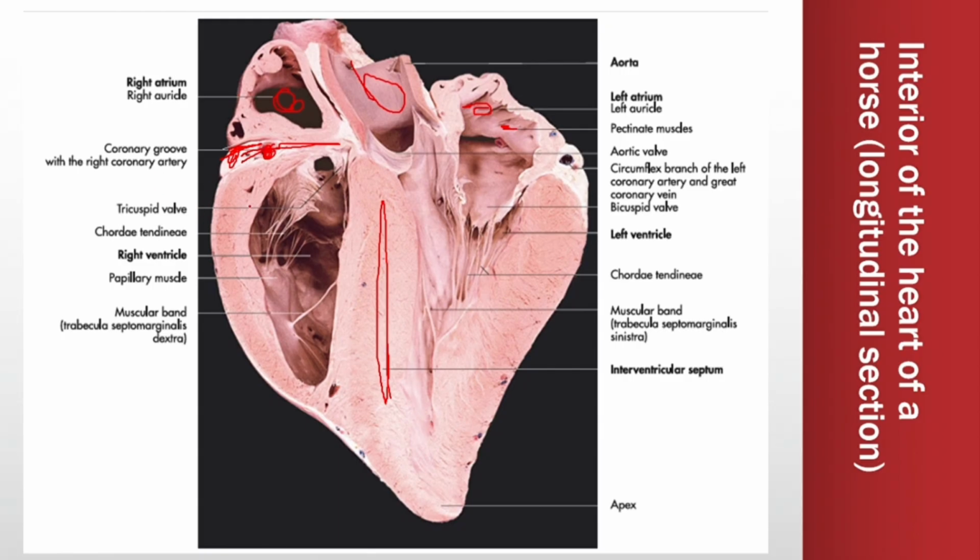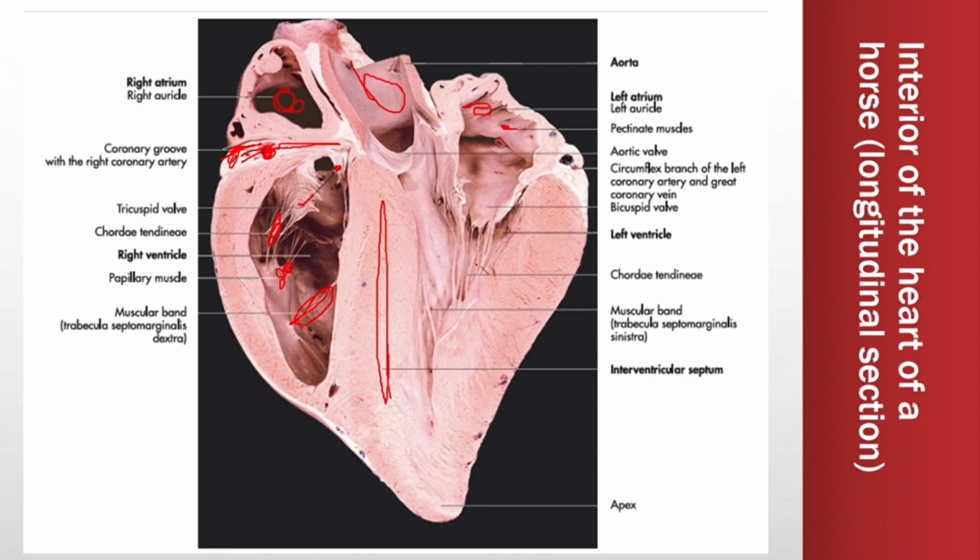So right here, this is the tricuspid valve we discussed earlier. It is present between the right atrium and right ventricle. The right side of the heart contains the deoxygenated blood, and right here these are the chordae tendineae, which keep the tricuspid valve in its place, and these are the papillary muscles we discussed earlier. And this right here is the muscular band.